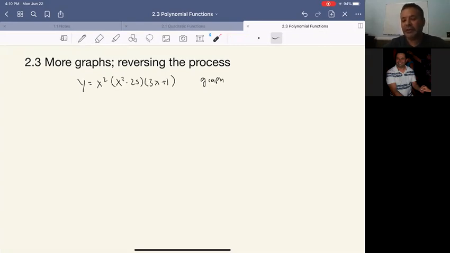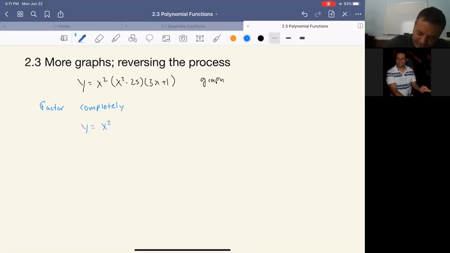I'm going to do this via the sign chart, just because I think there's more to be gained by the sign chart. The first thing we want to do is make sure our polynomial is completely factored. And this is not completely factored. This x squared minus 25, we can factor that further. So we're going to factor completely.